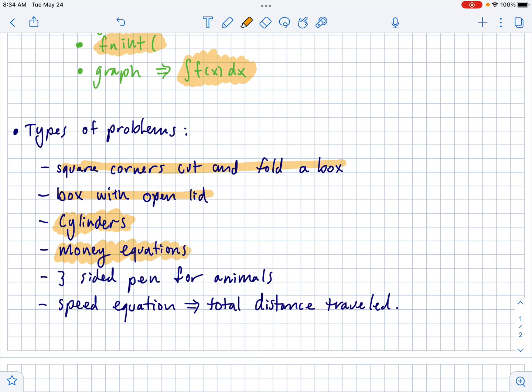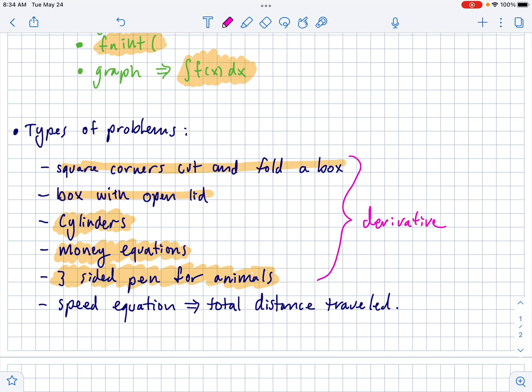Sometimes it's a money equation, like a profit equation where you have to find a maximum, or a cost equation where you have to find a minimum. A super classic problem is the three-sided pen on a farm to house animals. And these were mostly derivatives. This is mostly derivative stuff.